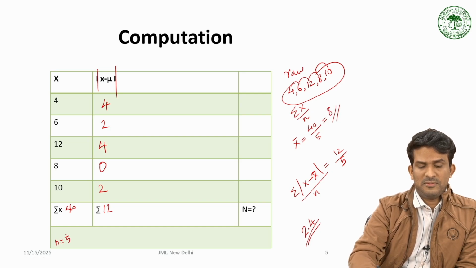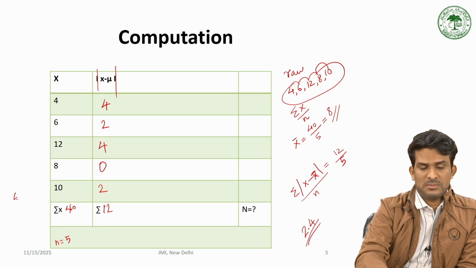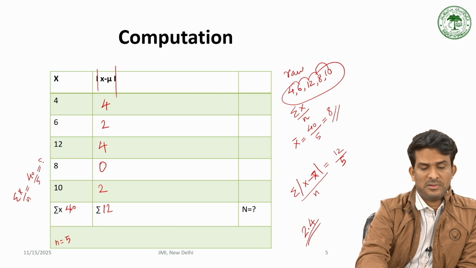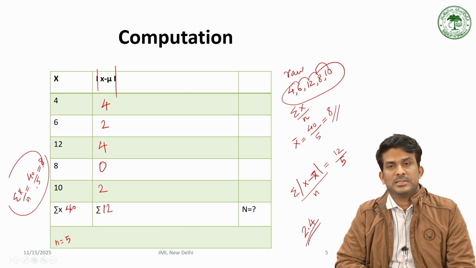N is 5. Sigma x by n, right? It is 40 by 5, 8. I got it, right? 8.